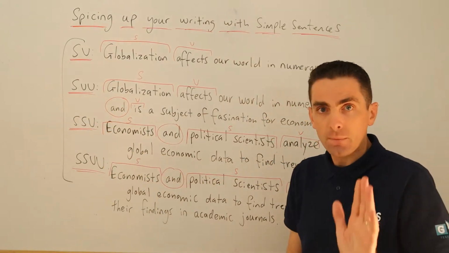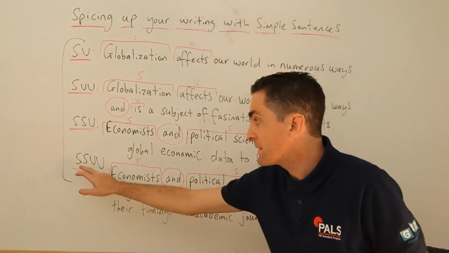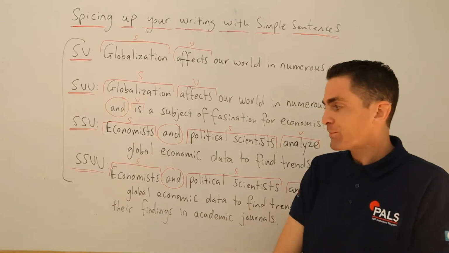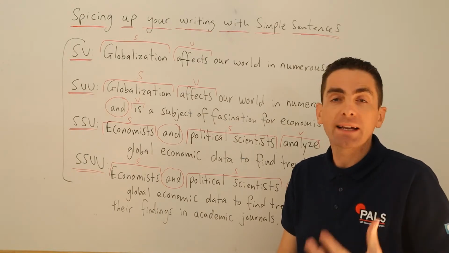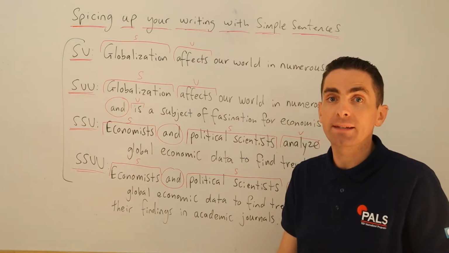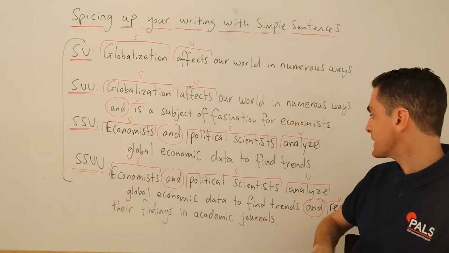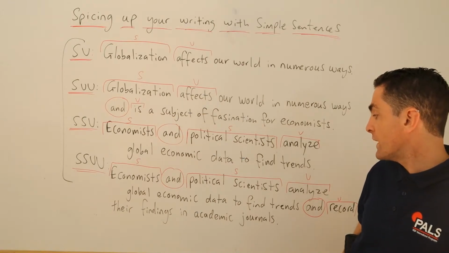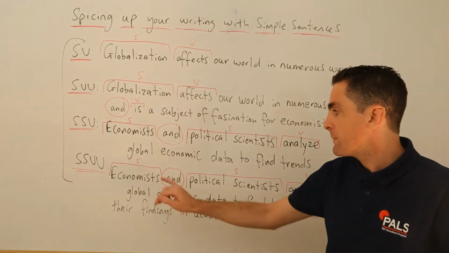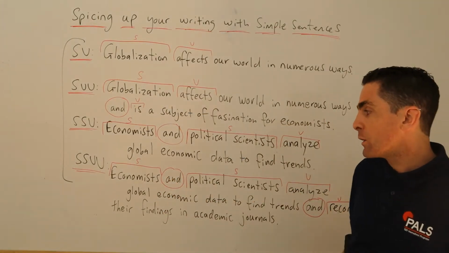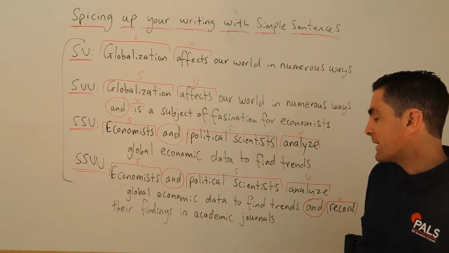Okay, simple sentence. The last of the four, the most difficult and the most complex to write, contains a compound subject and a compound verb, but definitely worth practicing these because you can give yourself nice sentence structure points, nice range points in the IELTS task with this one. Economists and political scientists analyze global economic data to find trends and record their findings in academic journals.